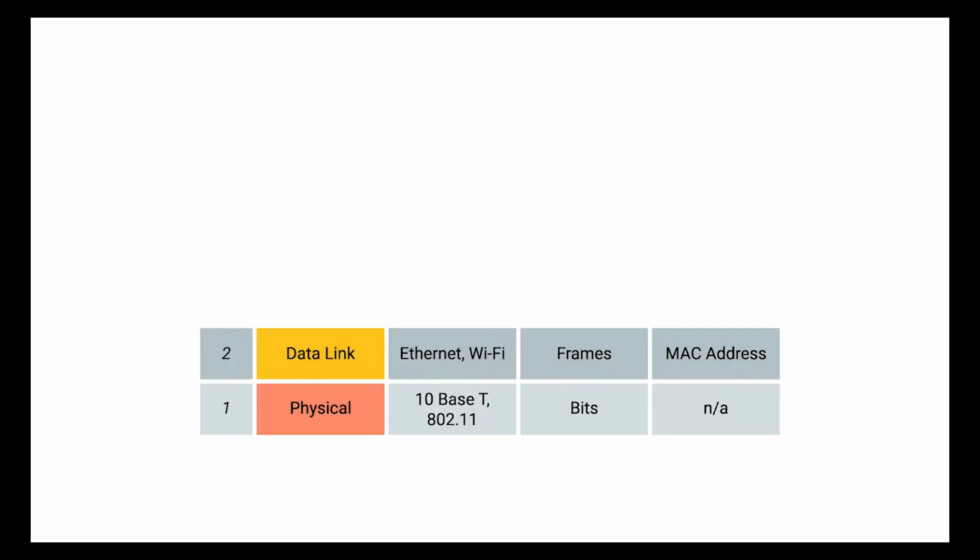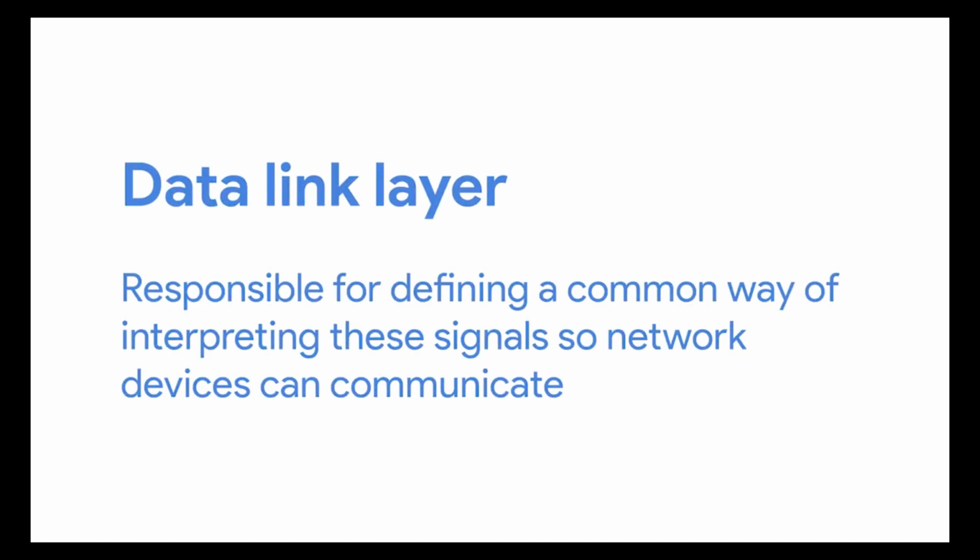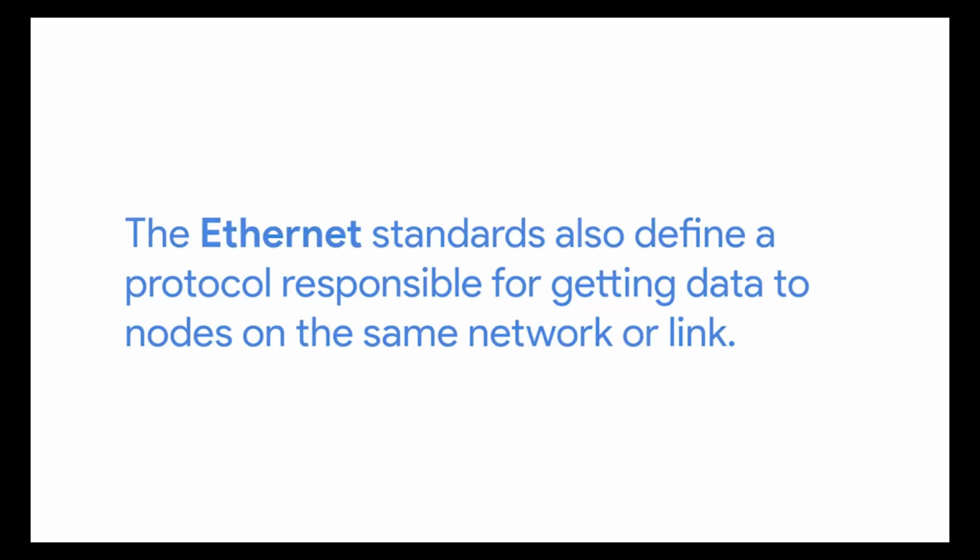The second layer in our model is known as the data link layer. Some sources will call this layer the network interface or the network access layer. At this layer, we introduce our first protocol. While the physical layer is all about cabling, connectors, and sending signals, the data link layer is responsible for defining a common way of interpreting these signals so network devices can communicate. Lots of protocols exist at the data link layer, but the most common is known as Ethernet. Although wireless technologies are becoming more and more popular, beyond specifying physical layer attributes, the Ethernet standard also defines a protocol responsible for getting data to nodes on the same network or link.